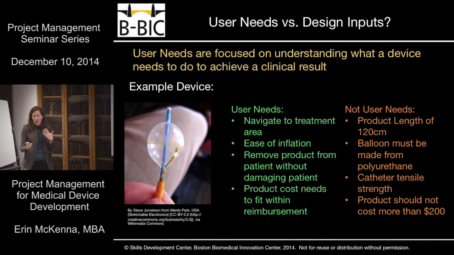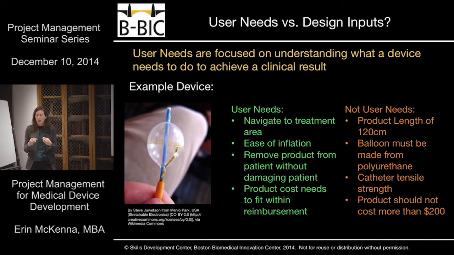In addition, things like material choices. The balloon must be made from polyurethane. You need to kind of get back to why. Is that because we're looking for material that inflates easily? You do have biocompatibility considerations we'll talk about later. Is that what's driving that choice?